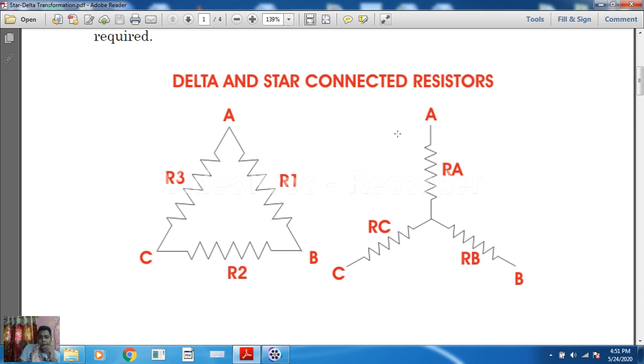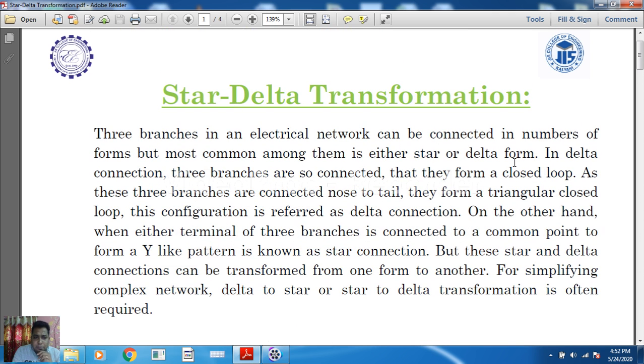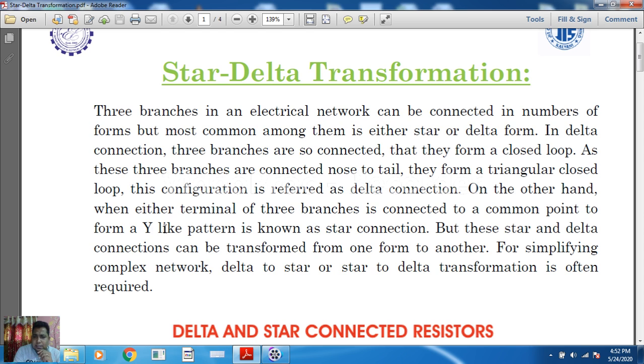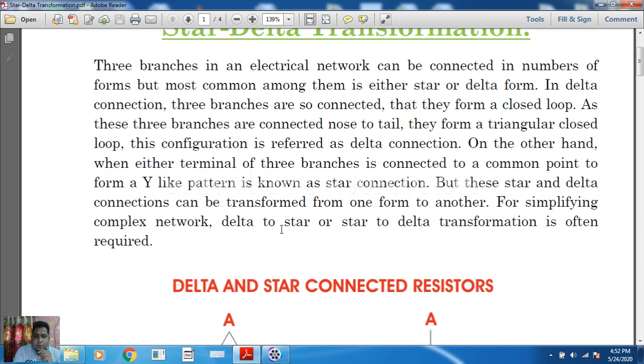Okay, so today we are going to do the same thing. That means how a star circuit can be converted into a delta circuit, or how a delta circuit can be converted into a star circuit. This is basically today's topic. So first, coming to my presentation, whatever I have taught is written over there. The star connection is known as Y, and delta is a closed loop. Those things are written over here.